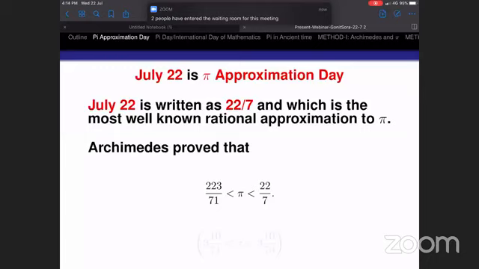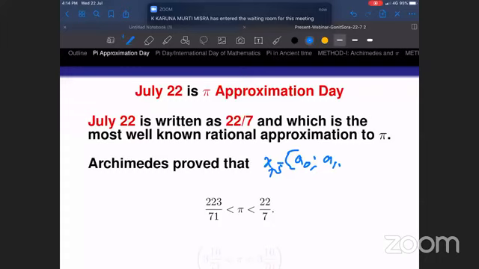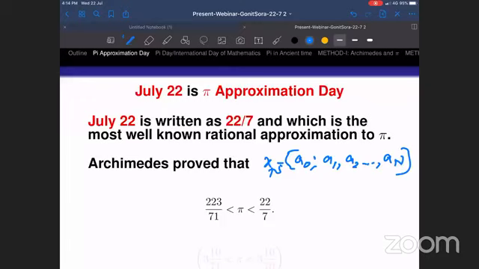Your convergent is nothing but, for x with a continued fraction, what is the convergent of x? The nth convergent will be a0, a1, a2, and I just take up to capital nth, a finite number of terms. Then this is called the nth convergent. So this is called the nth convergent of the continued fraction expansion of x.